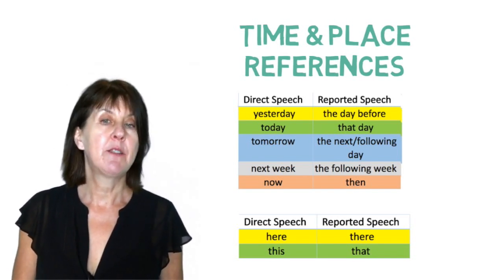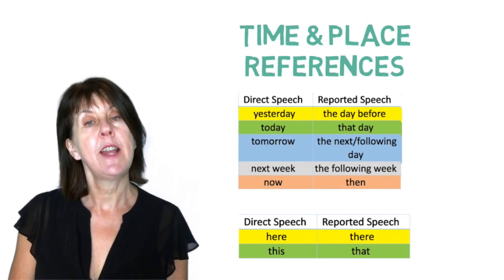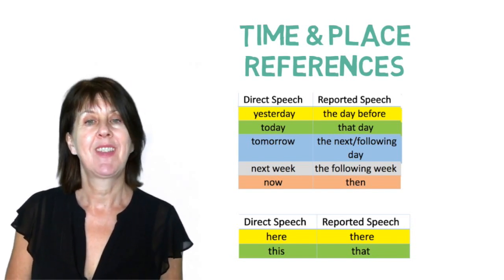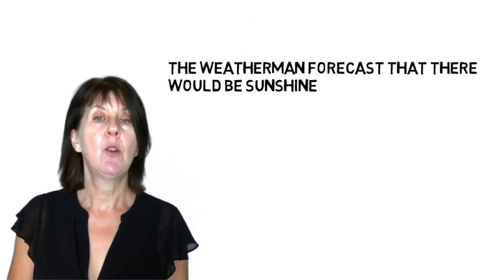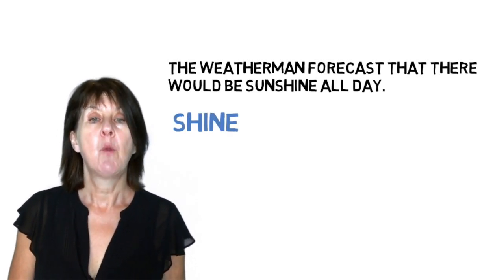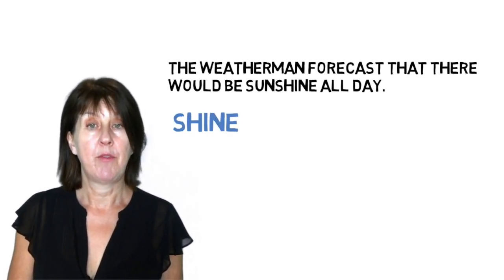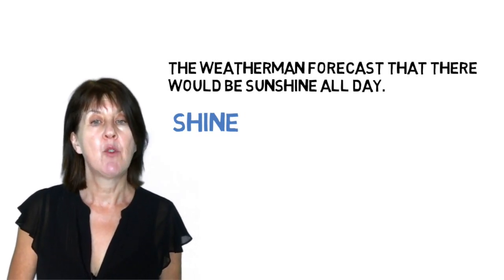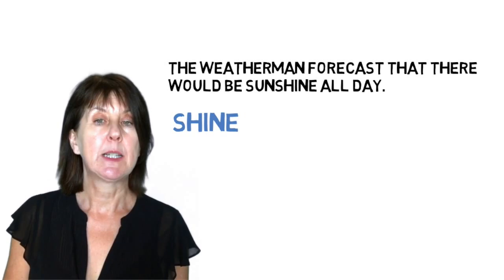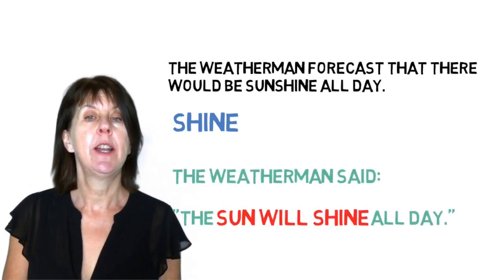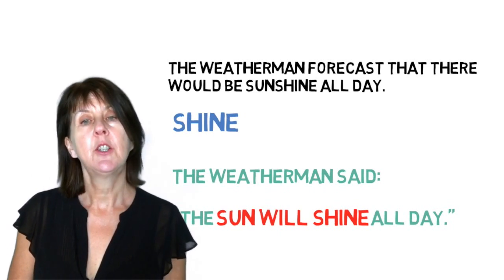So let's try some transformations, as you have to do in the FCE exam Reading and Use of English Part 4. "The weatherman forecast that there would be sunshine all day." The given word is shine. "The weatherman said the something all day." So this is transforming from reported speech to direct speech. "The weatherman said the sun will shine all day." Would changes to will.